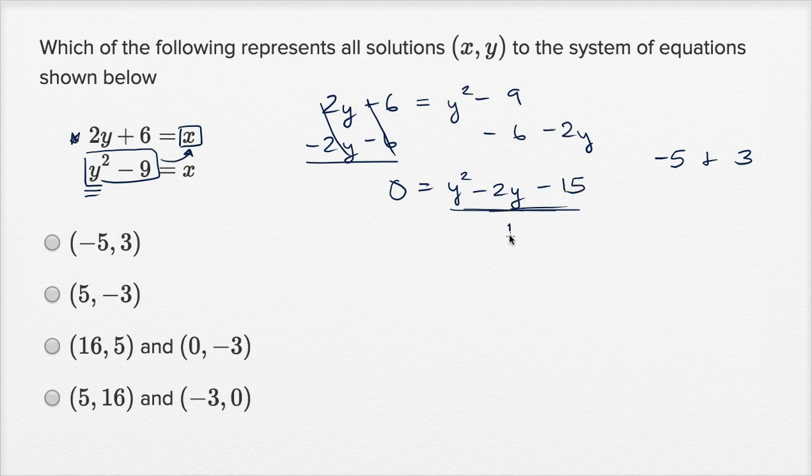And if what I'm doing right now looks a little bit like voodoo to you, I encourage you to review factoring quadratic expressions on Khan Academy. Do a search on Khan Academy for factoring quadratic expressions. But we now know how to factor this. It's going to be 0 is equal to, we can write this as y minus 5 times y plus 3.